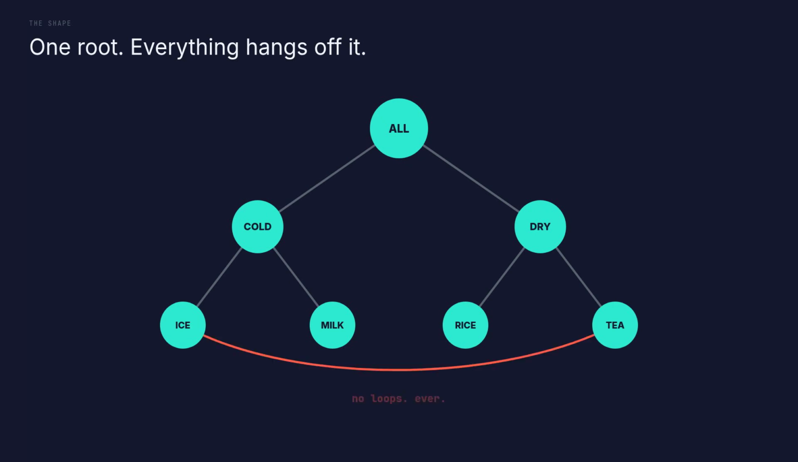But here's the rule that makes this a tree and not something messier. No loops. You can never draw a line back up or across to a sibling, which means every bin has exactly one parent. So follow the tags upward from anywhere, and you always land on the root.